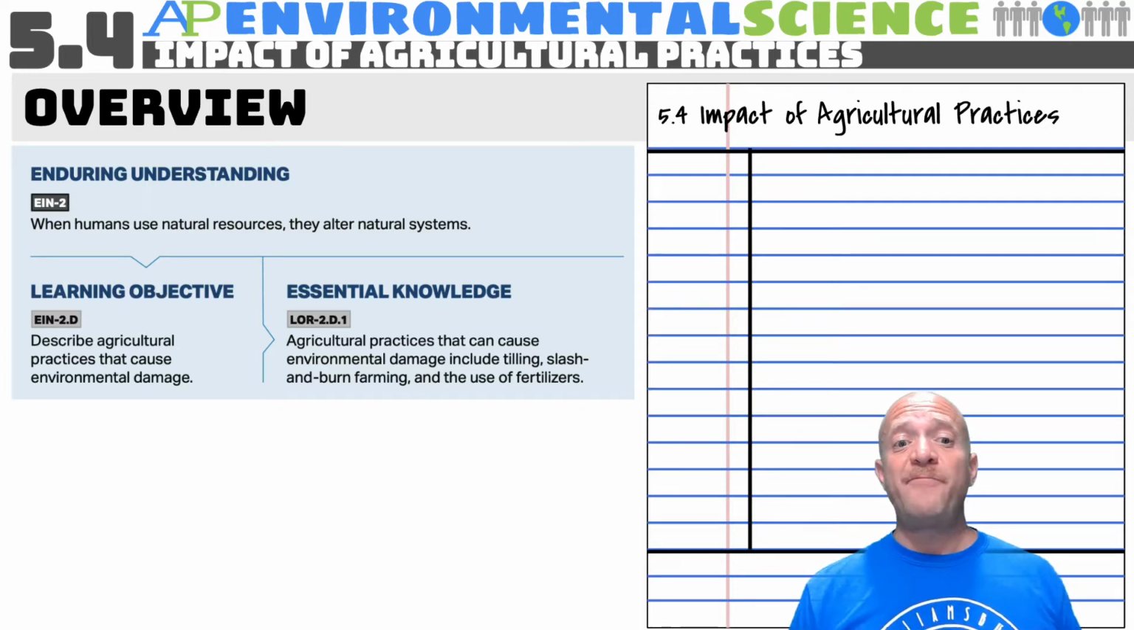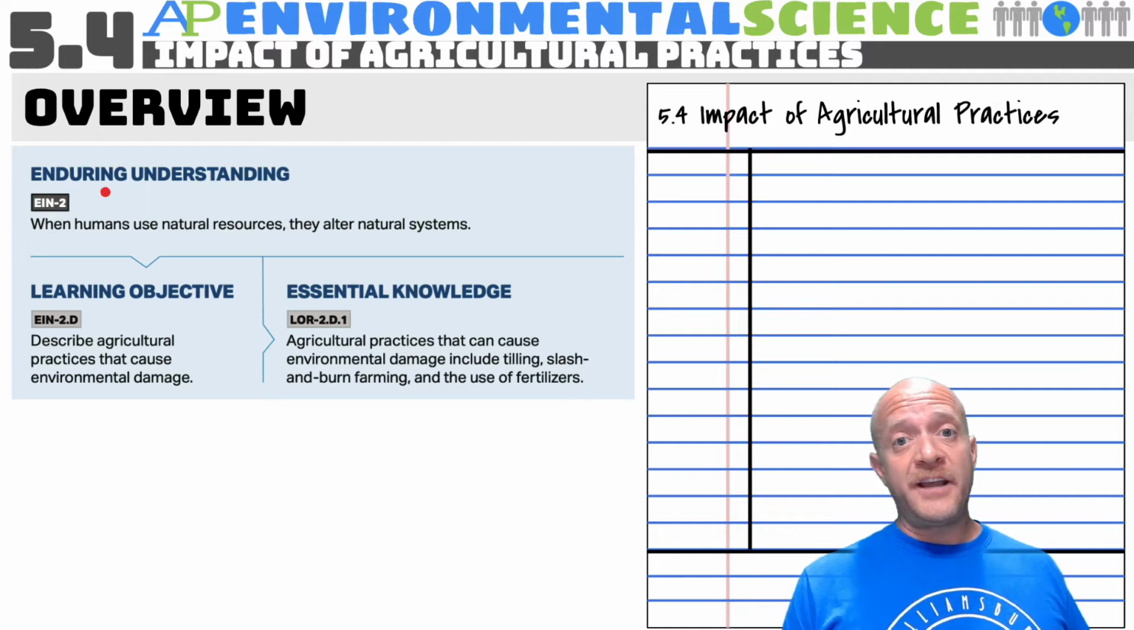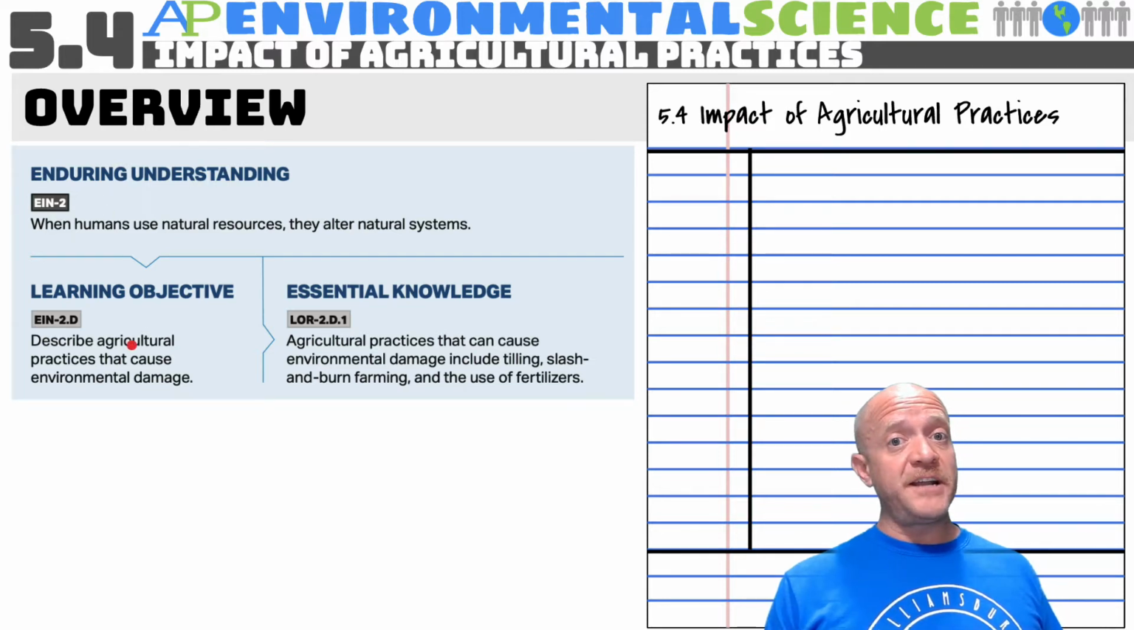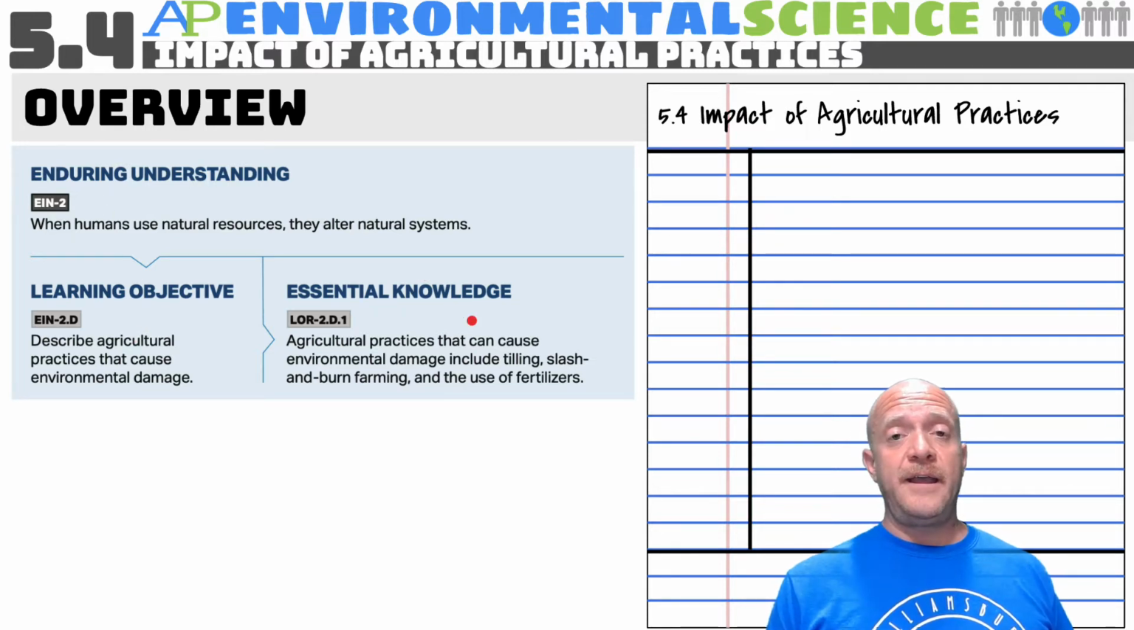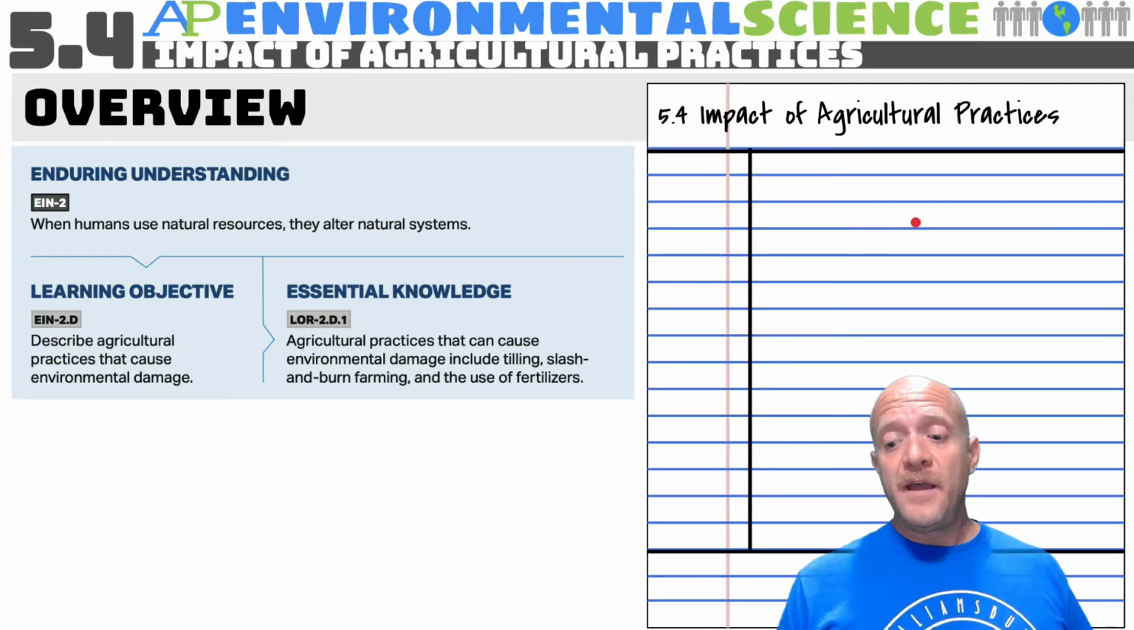Hey, today we're going to talk about 5.4, Impact of Agricultural Practices. Before we begin, check out the Enduring Understanding, look at the learning objective, pause the video, review the essential knowledge, and set up your Cornell notes.